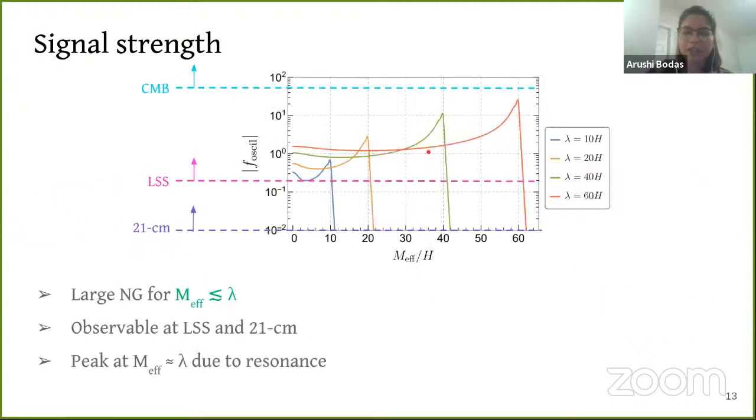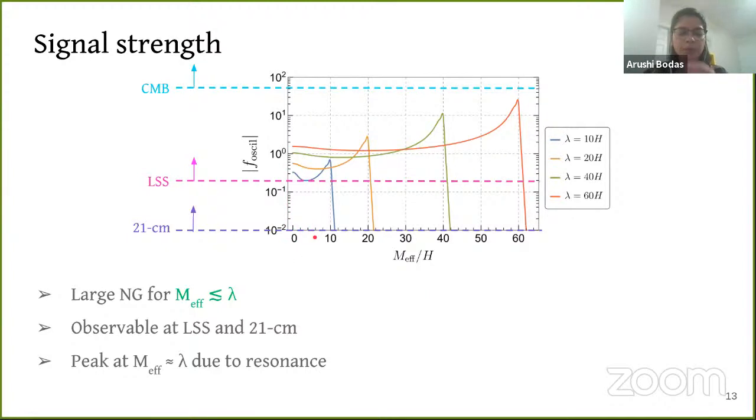So just to give you an idea how the signal might look like. Here on the x-axis, I have the mass of this heavy field, and on the y-axis, I have the strength of this non-Gaussian signal. We see that for a large range, and these 4 different plots are for different values of chemical potential, all the mass from 0 all the way to lambda now has large non-Gaussianity and can be visible, while initially we were really getting killed in a very small mass range itself.